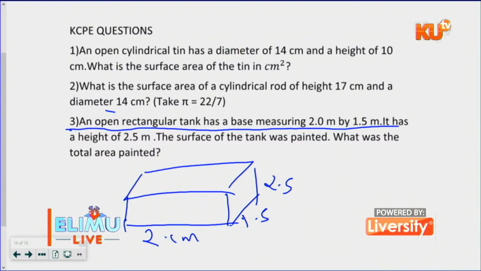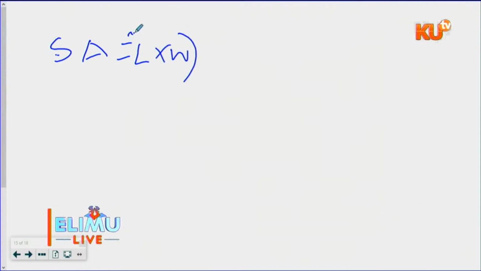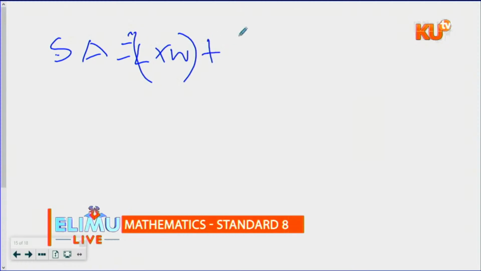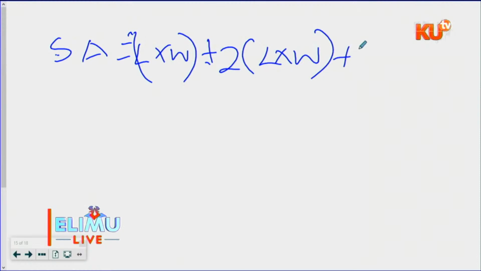What is the formula? We come to our formula and we say formula of surface area of open cuboid is equal to length times width. Remember, it is open. Length times width plus 2 into length times height. You can call it width or you can call it height. Then plus 2 into width times height.